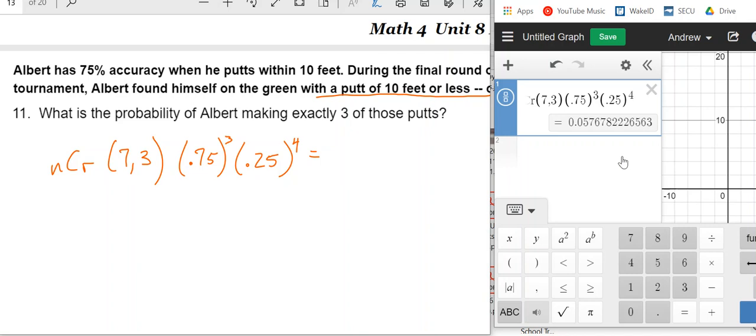All right, so it is 0.057, and then the 6 has a 7 after it, which means I'm going to bump that 6 up to another 7. Well, when you think about it, he makes 75% of his putts. 75% of 7 is roughly 5. So making exactly 3 means that he's having a bad day. And so it's only a 5.5% chance that he'll have that kind of a bad day.